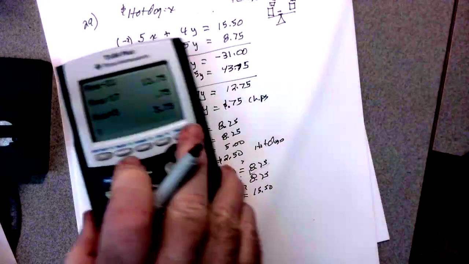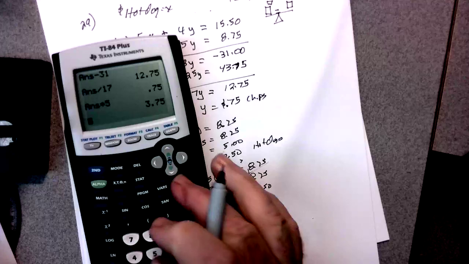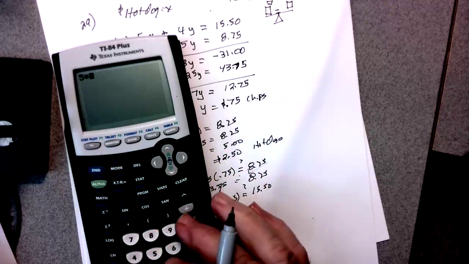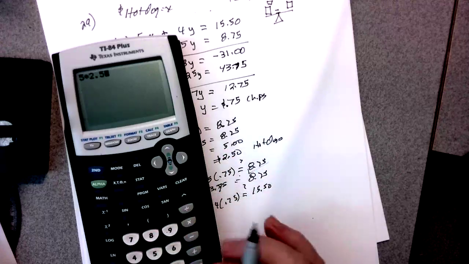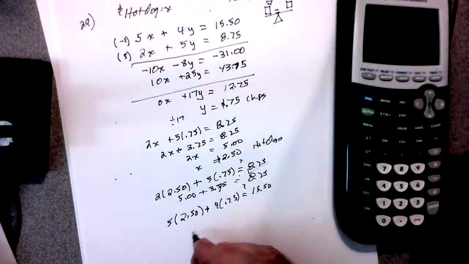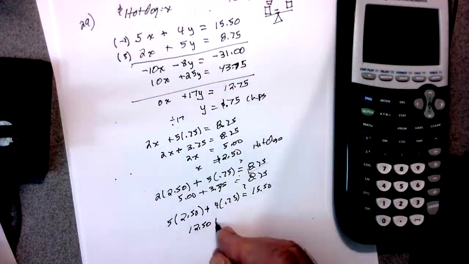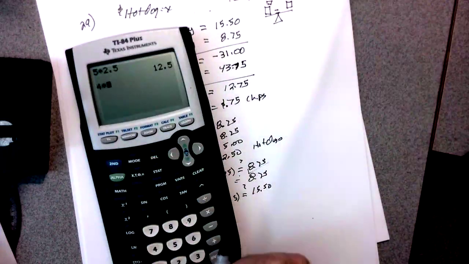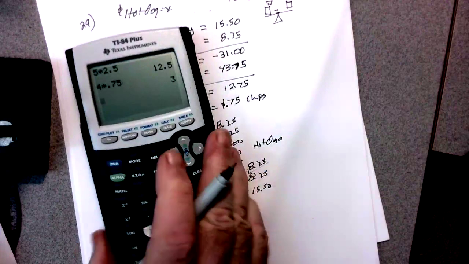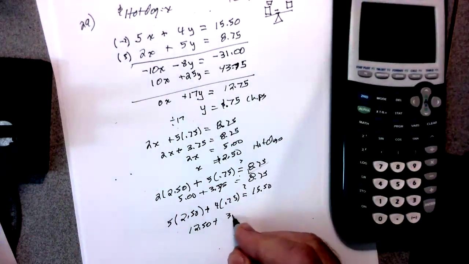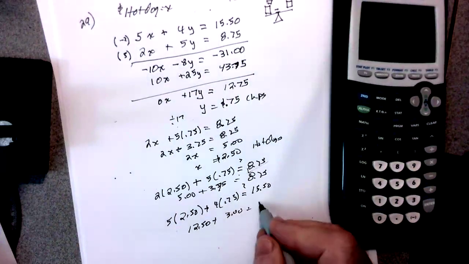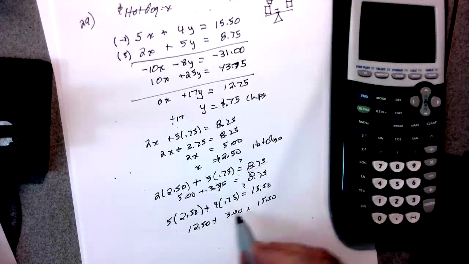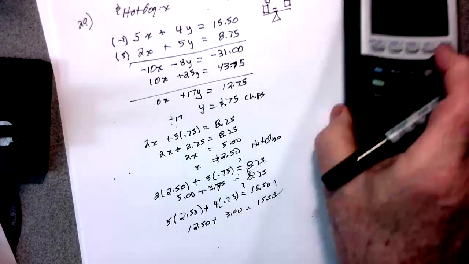All right, so what's 5 times 2.5? 5 times 2.5 is 12.50. So that's 12.50. And 4 times 0.75 is $3. And lo and behold, that is 15.50. Okay, so it checked. All right, so that's cool.